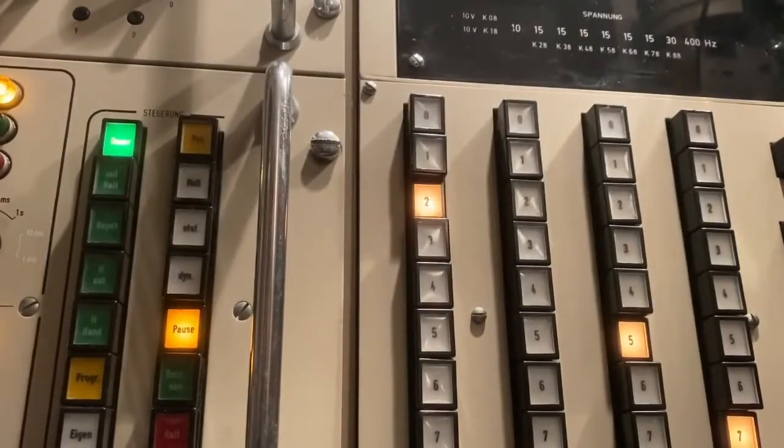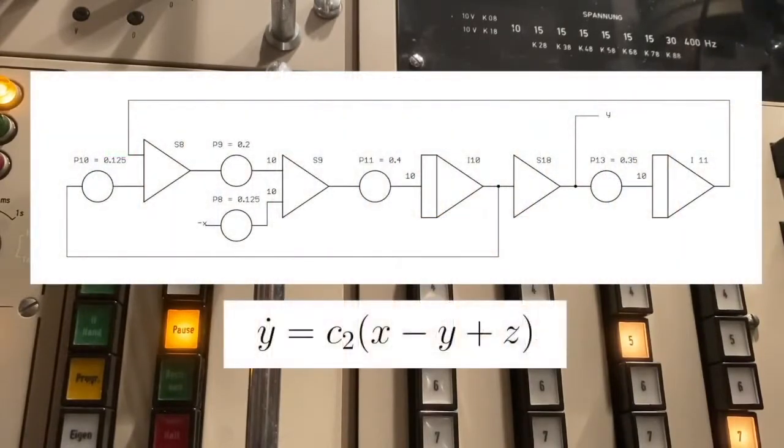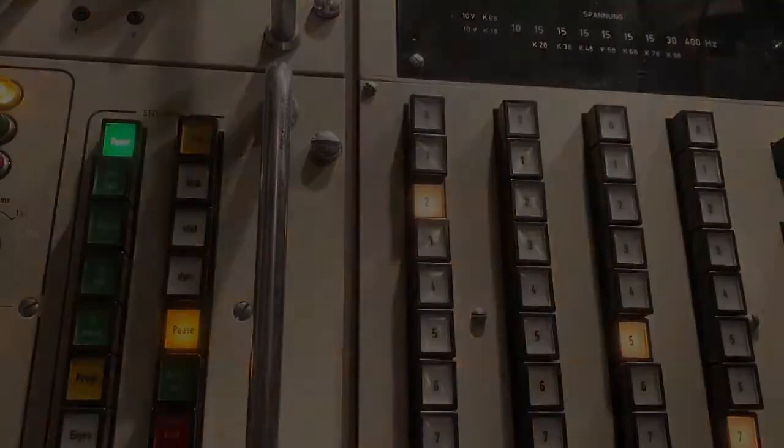The next figure in the application note, figure 2, shows the partial computer setup for the equation describing how the variable y varies with time. And you see this also consists only of summers, coefficient potentiometers and integrators.